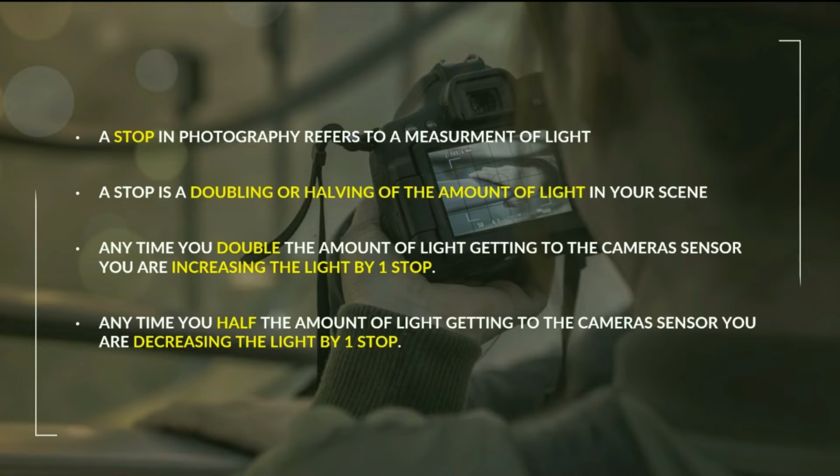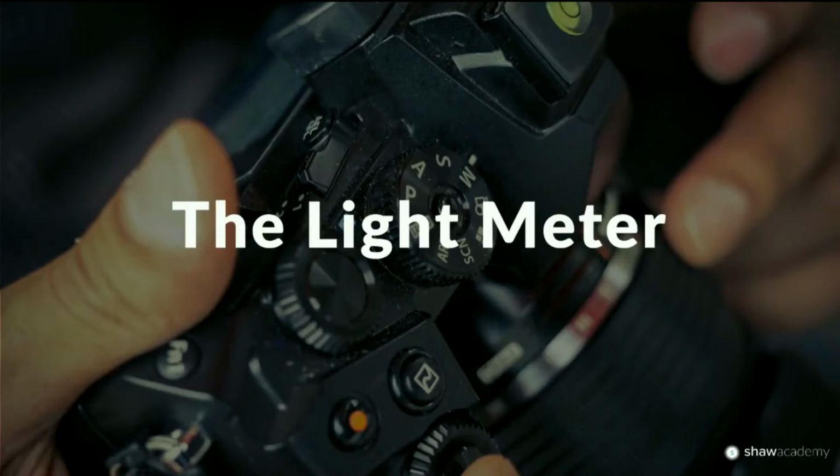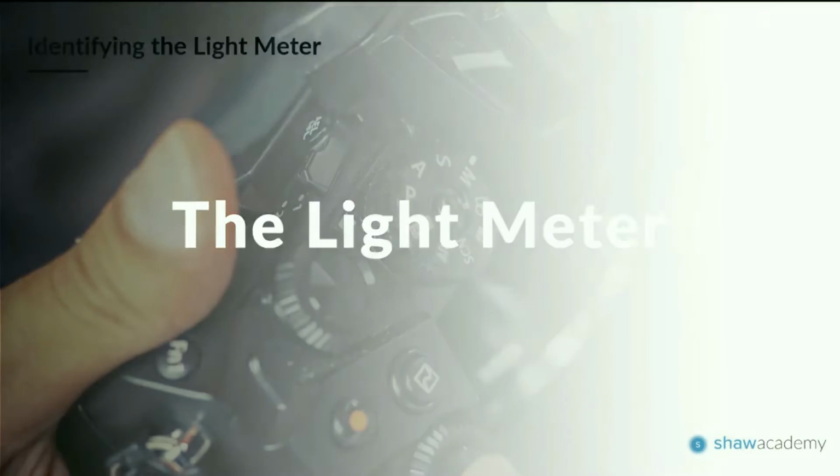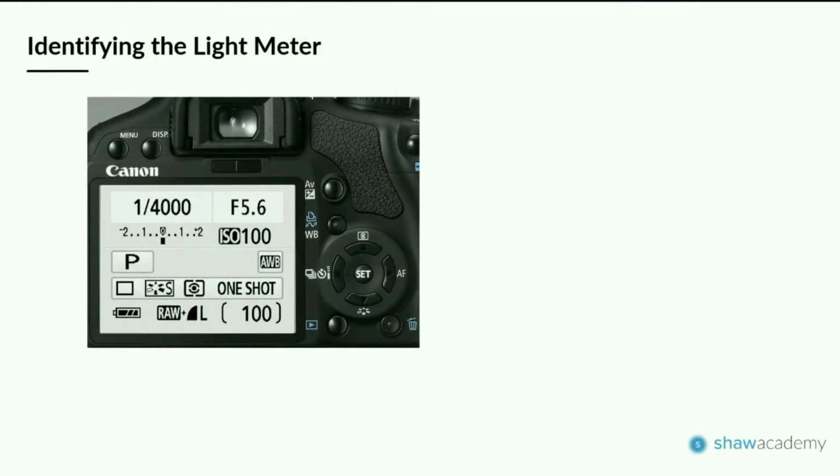Now, we can actually see stops in our camera, through the camera's light meter. The light meter is what we use to measure the amount of light coming into a scene. When we're photographing in our auto and semi-auto modes, the camera uses the light meter as well to gauge how much light there is in the scene. But when we are shooting in fully manual mode, we will have a look at the light meter and interpret what it's displaying to us, and we'll make our adjustments based on the information that we have. But first of all, we need to identify the light meter and where it's located.